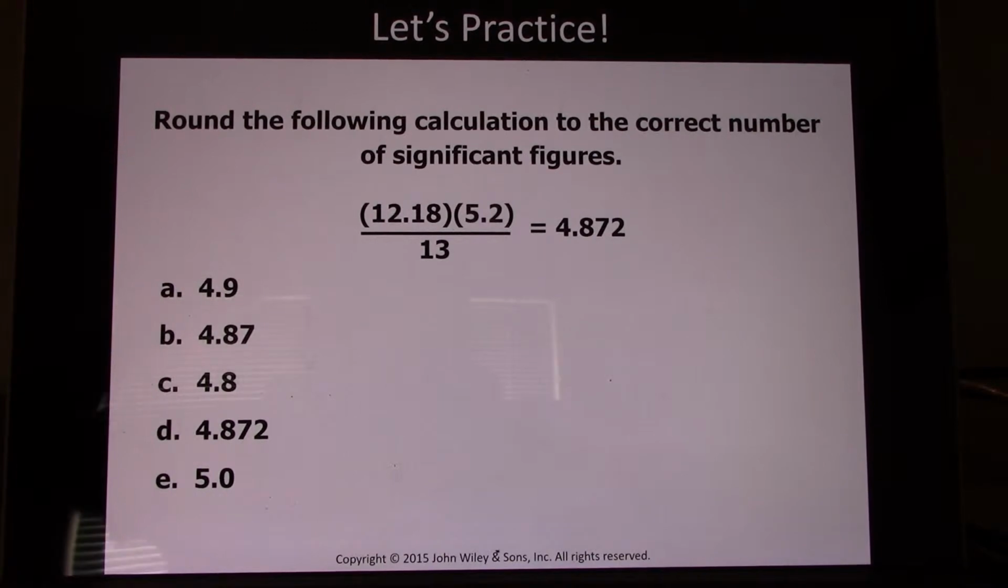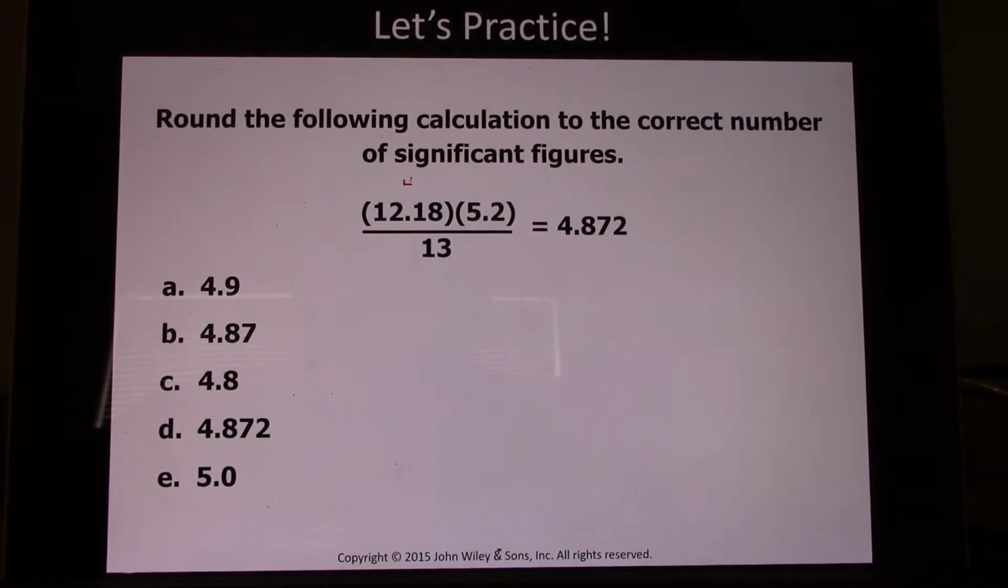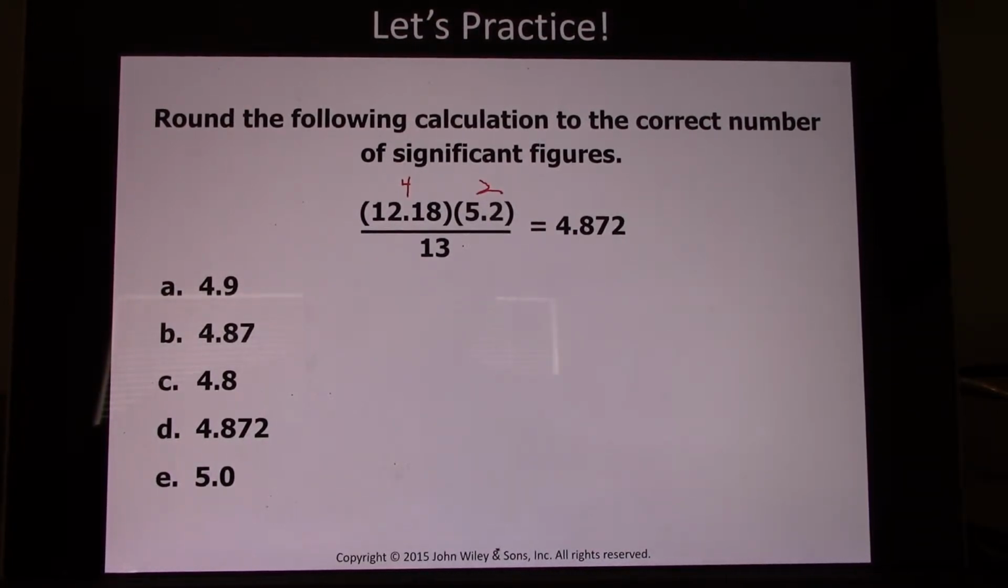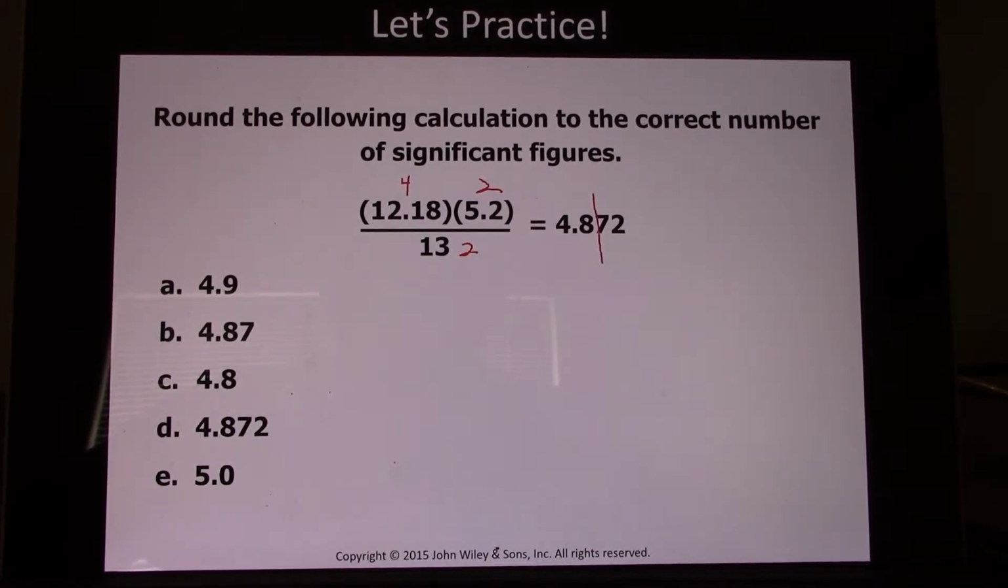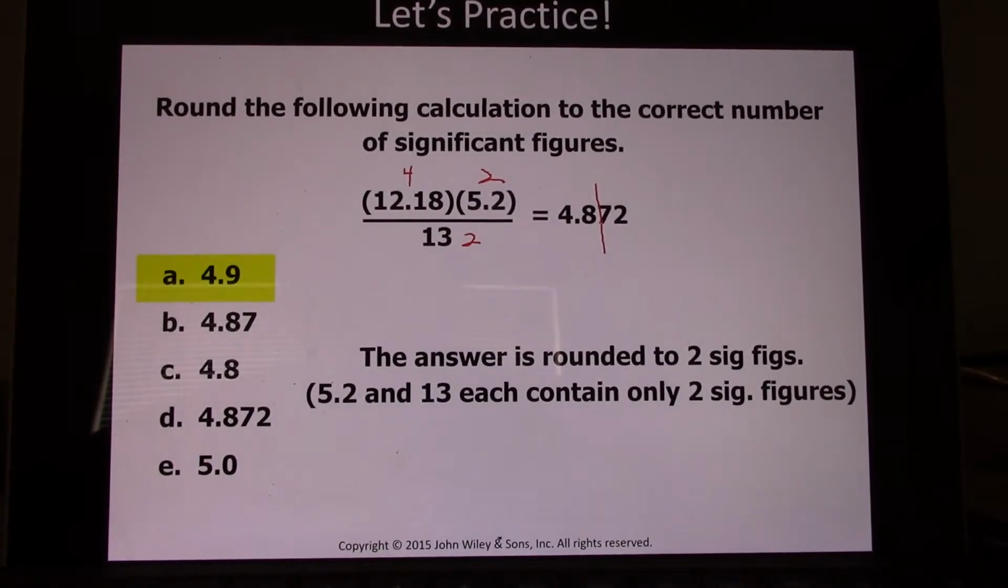In this one, 12.18 has 4 sig figs. 5.2 has 2 sig figs. 13 has 2 sig figs. What's the smallest number, 4 or 2? 2 is the smallest number. So we round to 2 sig figs. The first number we're chopping off is a 7. That's 5 or greater. Round up to 4.9.